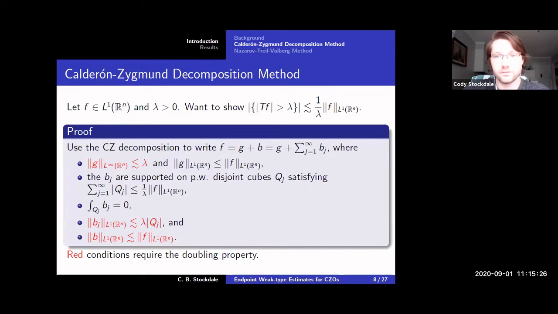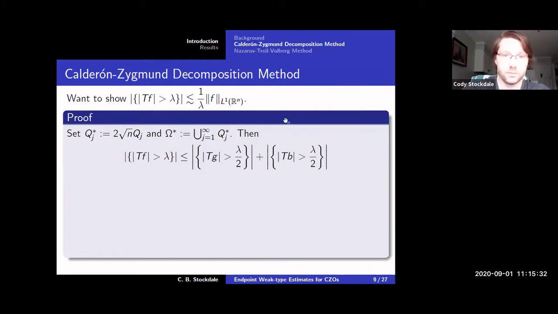But if you have your function f decomposed in this way, then the proof is not so bad, because we can take the level set that we're trying to estimate and split it up into studying the good function and the bad function. This is just countable subadditivity and literal set inclusion. The set is going to be contained in this set because f is equal to g plus b.